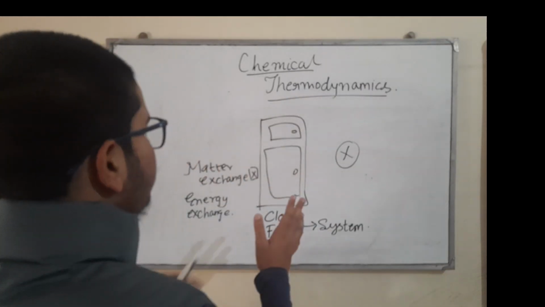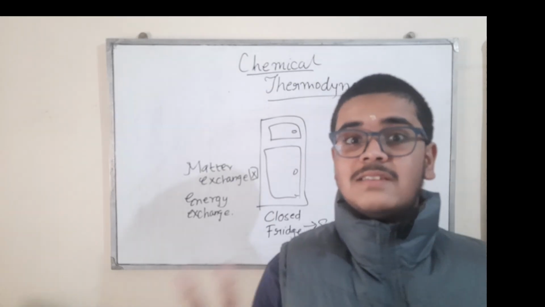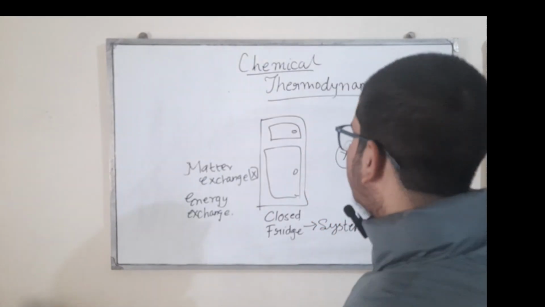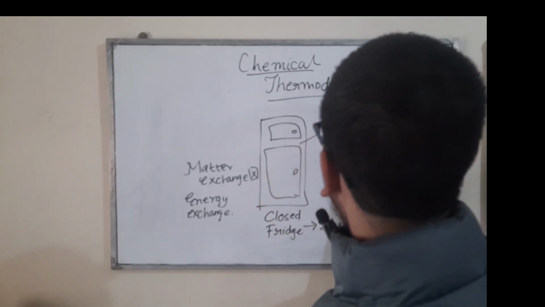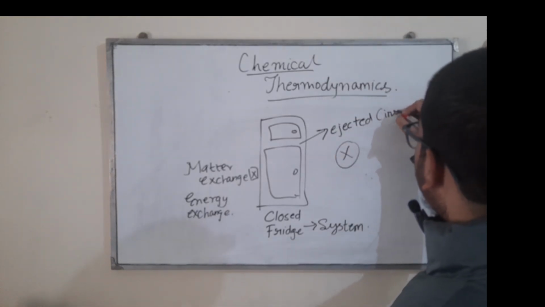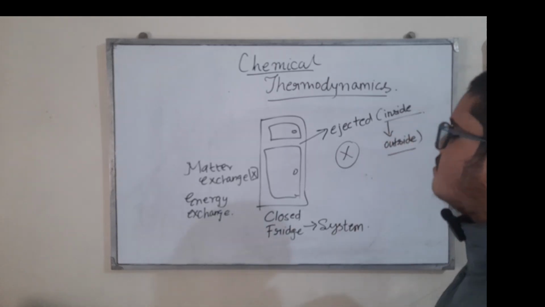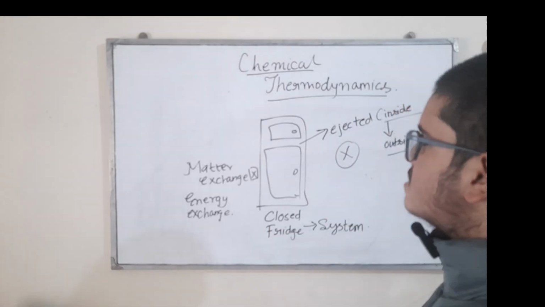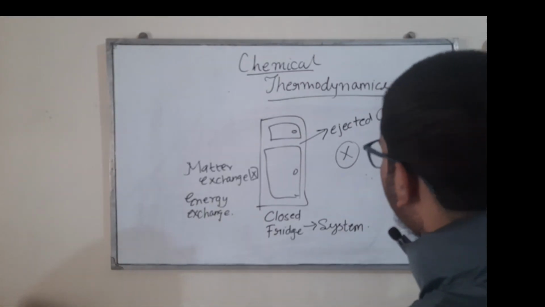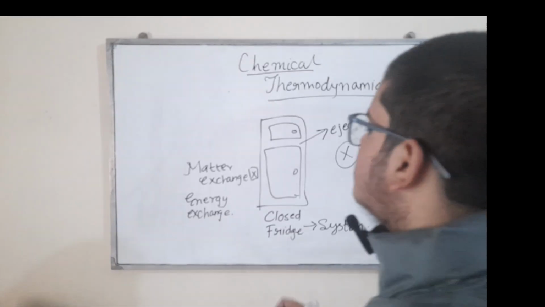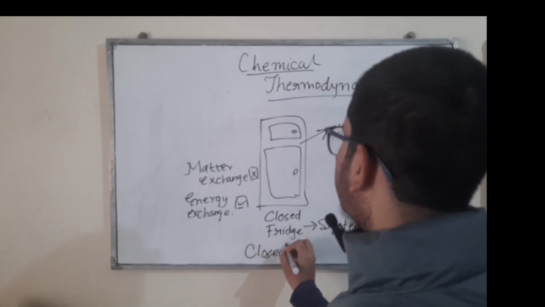How? When you talk about the back side of the fridge, it's written hazard, don't touch, because heat is being ejected out from the back part. The heat from inside is going to outside. That is how they keep the fridge cool, because they are constantly giving out heat from the inside to the outside. Heat is being taken out from the system and left into the surroundings. So energy exchange is happening. Therefore, we can say this is a closed system.